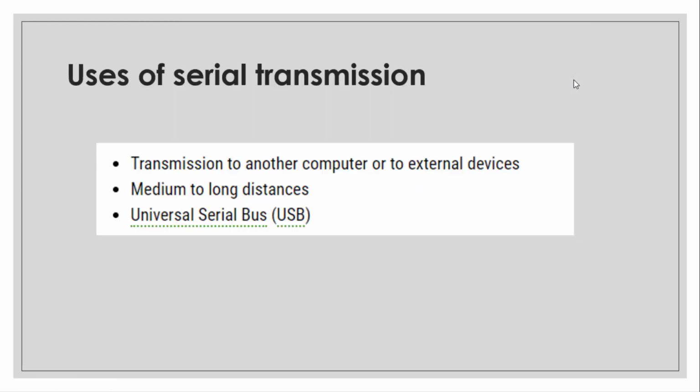Now, some of the common uses of serial transmission are transmission to another computer or external devices. It is used for medium to long distances, and most of the time we use it in USB, Universal Serial Bus.